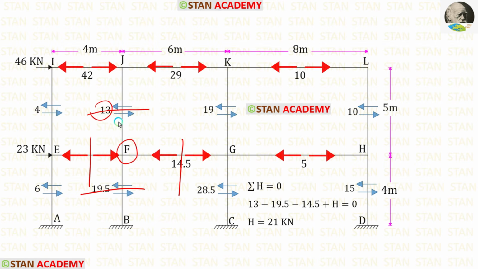Now, let us take the joint F. 13 is acting towards the right side, so that will be positive. 19.5 is acting towards the left side, so that will be negative. 14.5 is acting towards the left side, so that is also negative. H is acting towards the right side, so that will be positive. Finally, for H, we are getting 21 kilonewton.